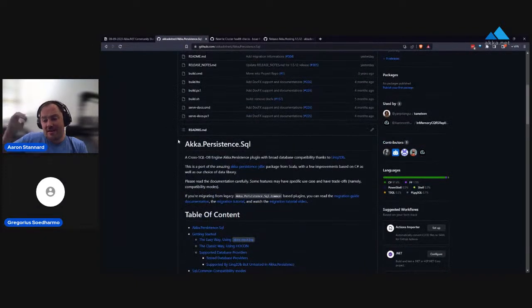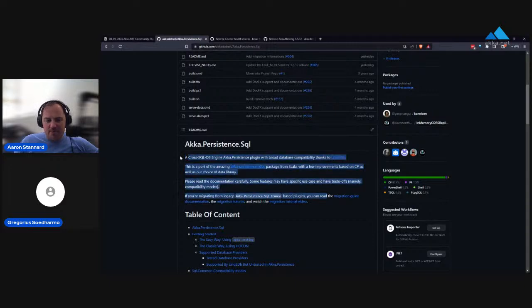Also we got to thank Andrew, who's, let me grab his username here, T001, TO11MTM, who's the original creator of this plugin. Gregorius picked up his work where Andrew left off and brought it through to completion and helped it become a suitable drop-in replacement for Akka.Persistence.Sql, but the original architecture design was Andrew's work. So we want to give credit where it's due there.